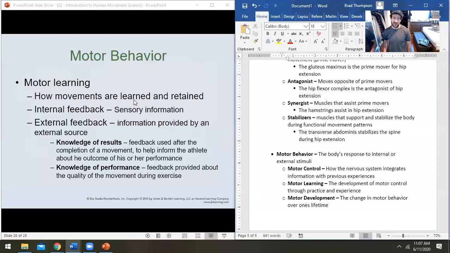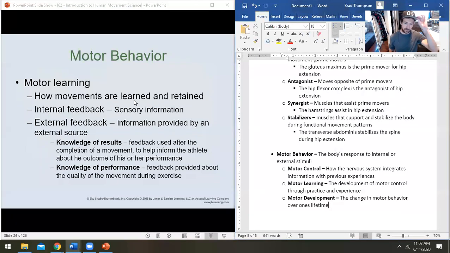But external feedback is one that we have a lot of control over, right? External feedback is feedback from an external source. This is you being pulled back, being able to observe from the outside, right? So there's two parts of this. There's knowledge of results and knowledge of performance. Knowledge of results is used after the movement is over to let them know about the outcome of their performance. Like, all right, you hit the heart rate, go ahead and slow it down, or all right, that's enough reps, go ahead and take a break, right? That's knowledge of results.